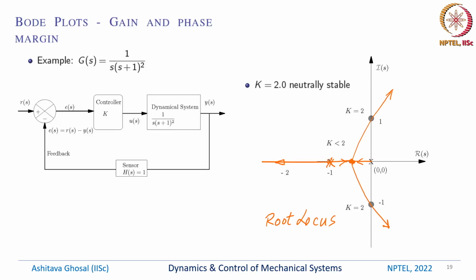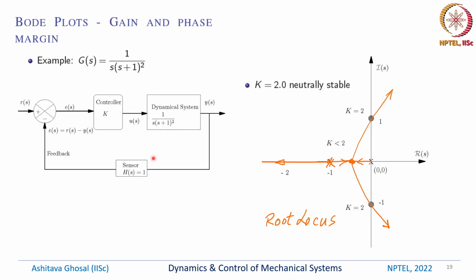So let us look at an example again, and we will look at it both in terms of root locus as well as Bode plots. The example is a very simple one, which is g of s is given by 1 divided by s into (s plus 1) whole square. So this is the dynamical system, which is 1 divided by s into (s plus 1) whole square.